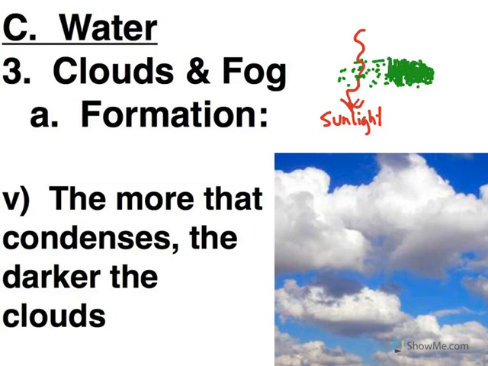If you have a whole lot of water droplets, the sunlight is blocked, and so that's why it ends up looking dark. That's why dark clouds are the ones that give us rain, because they're the ones with the most water molecules in them. And so the darker the cloud, the more water molecules you got, the more likely it is that eventually you will get rain.